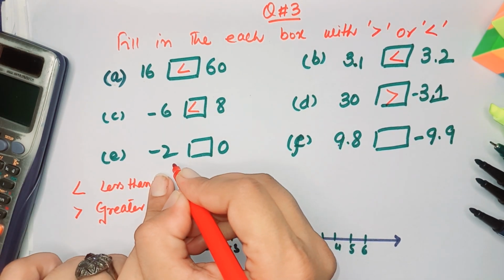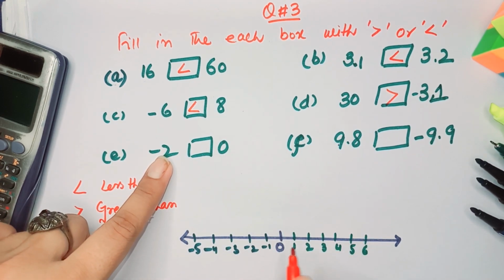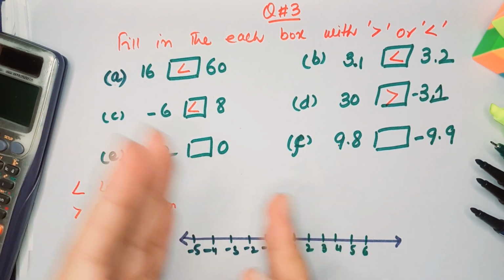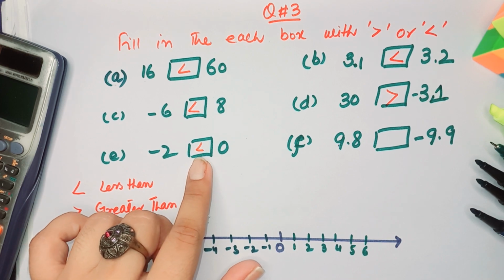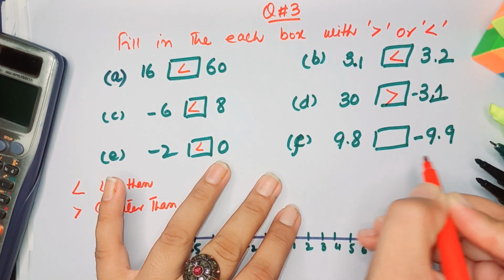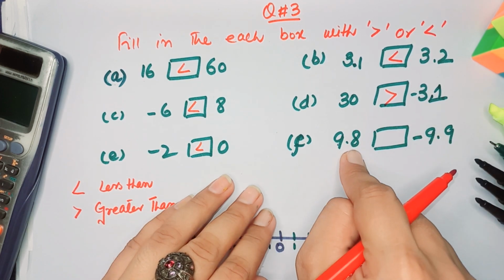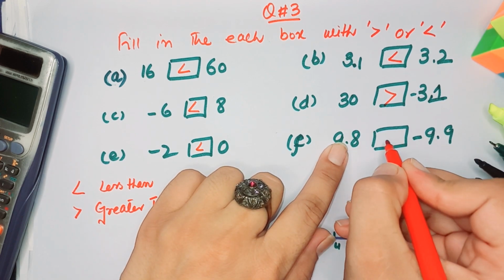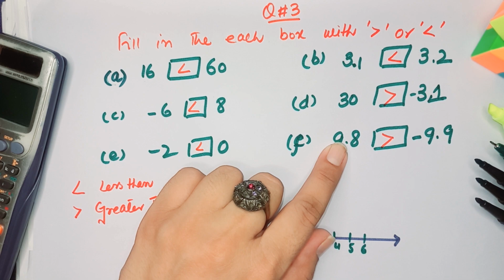Now -2. Look at here, it's 0 and -2 is on the left, meaning it's less than 0. So we can use this symbol. Now 9.8 and -9.9. We have a positive number here, and a positive number is greater than a negative number. So we will use this greater than sign.